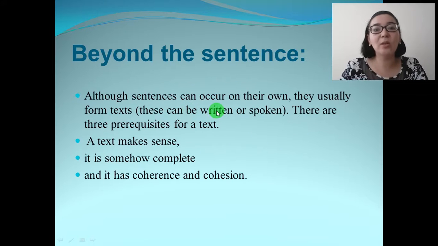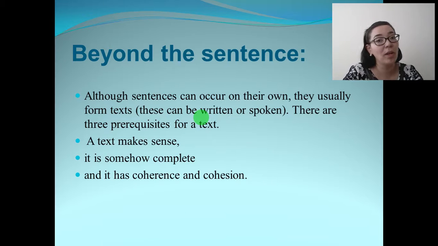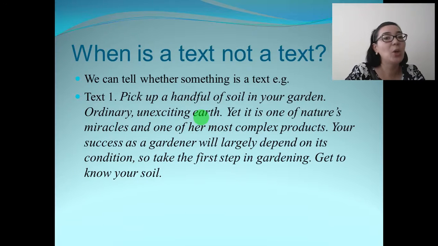Beyond the sentence, sentences rarely occur on their own. They usually form texts. There are three prerequisites for a text. A text makes sense. The second one, it's somehow complete. And the third one, it has coherence and cohesion. So when is a text not a text?